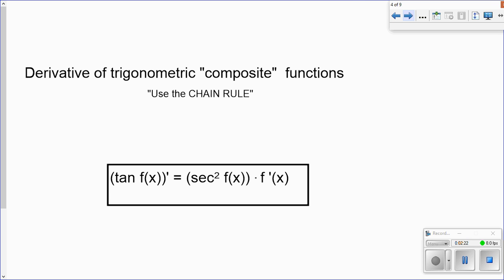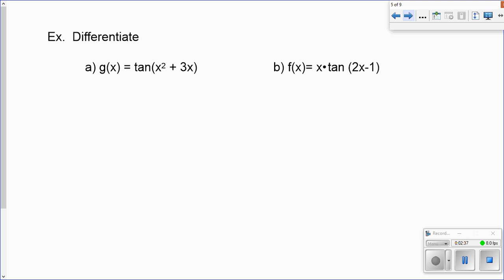All right, composite rule for tan functions. If I have the tan of a function and I want to find the derivative of it, I take the secant squared of the function and then multiply that by the derivative of the function itself, and that's just the rule for tans of composite functions. So here's the first one.